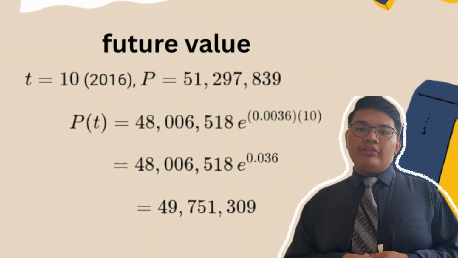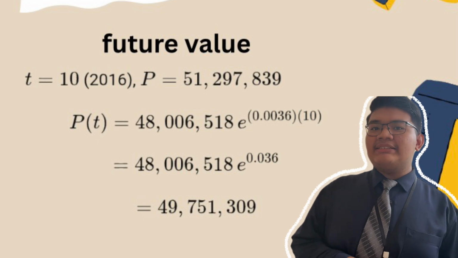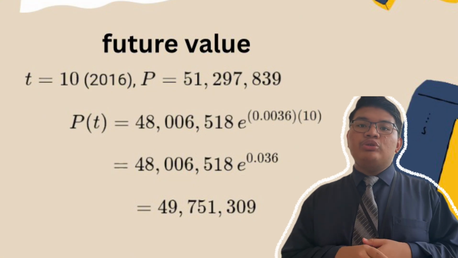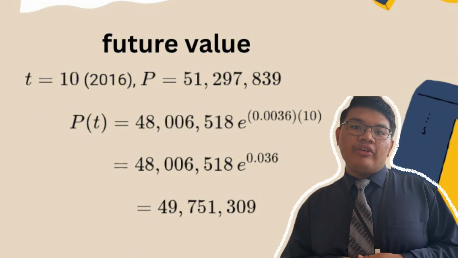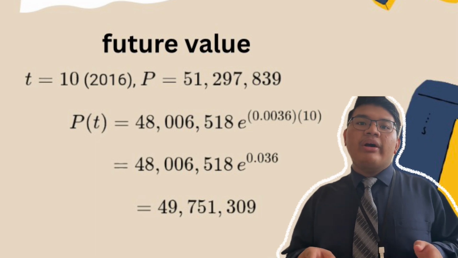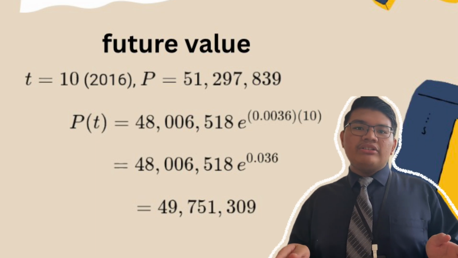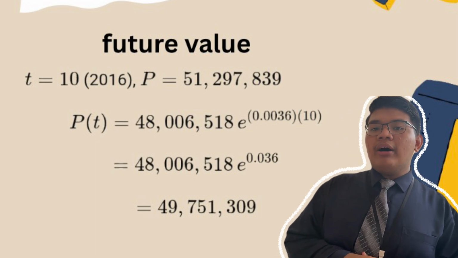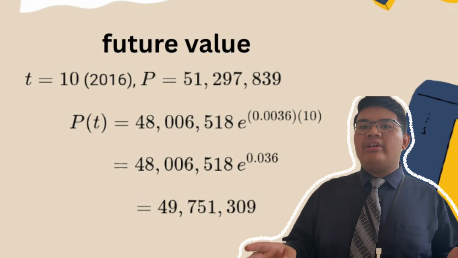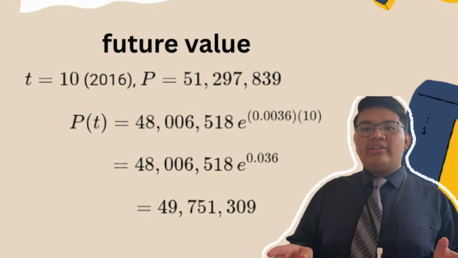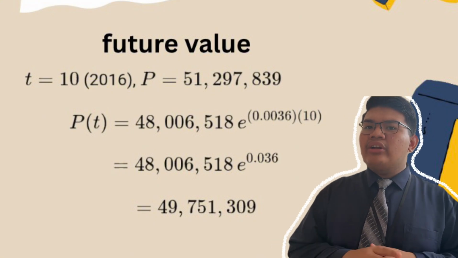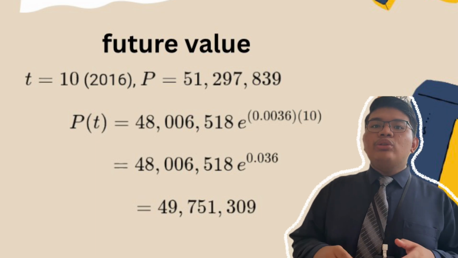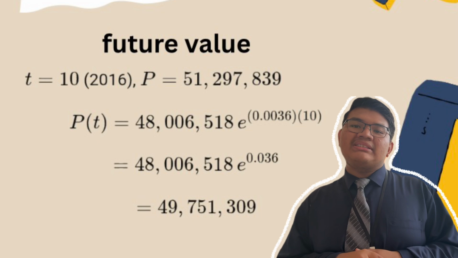For the future value in 2016, if we look 10 years ahead to 2016, where t = 10, the model predicts a population of 49,751,309. It is interesting to note that the actual recorded population in 2016 was 51,297,839. This tells us that the growth rate was actually slightly higher than our 2006 to 2007 constant suggested.